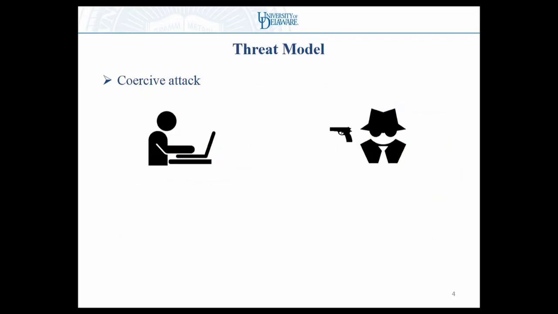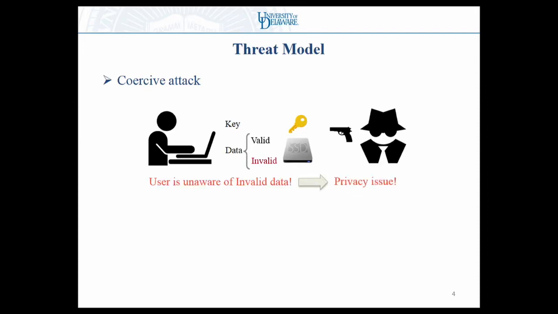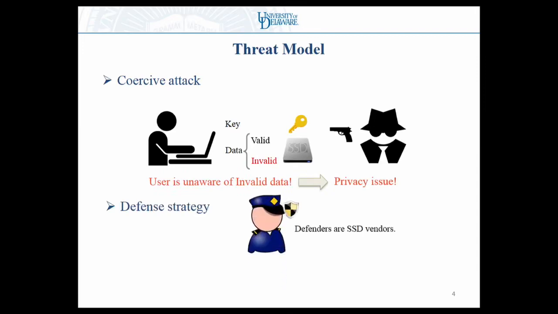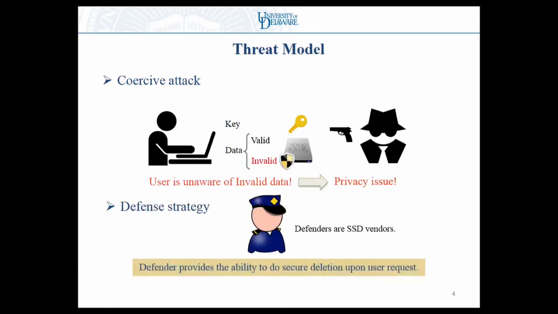Consider a coercive attack in which the user has to disclose both the key and the data to the attacker. What is the data on the SSD? The data on the SSD includes valid and invalid data. While the user accesses valid data, he is not aware of the existence of the invalid data, which can be a privacy threat. So the best defense strategy would be that the SSD vendors provide a secure deletion scheme, giving the user the ability to trigger this scheme to make sure that the invalid data is deleted from the disk.